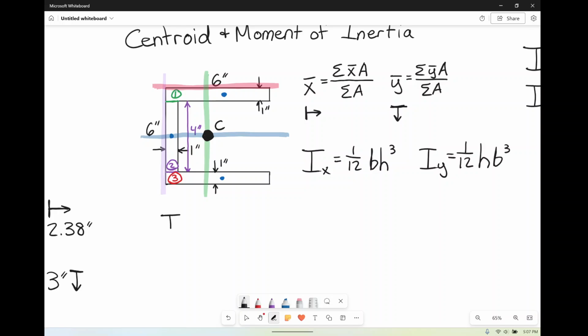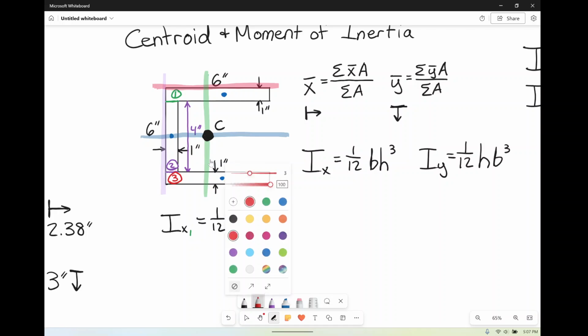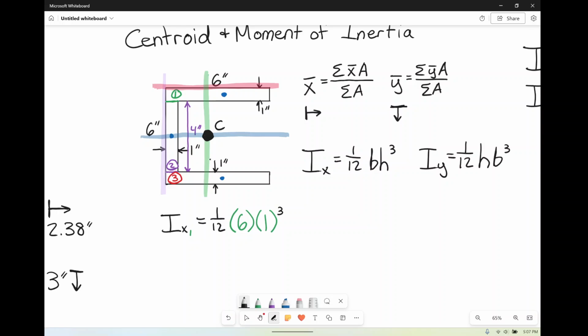So we'll do Ix for the first one. We'll give it a subscript 1 so that we know this is the moment of inertia for the first one. Remember that for a rectangle, it's 1/12 base times height cubed. The base is 6 and the height is 1, in inches. Then plus the area of this rectangle, which is 6 by 1 inches squared.